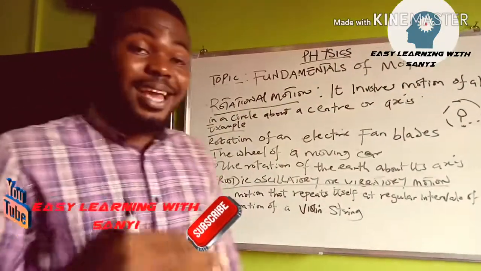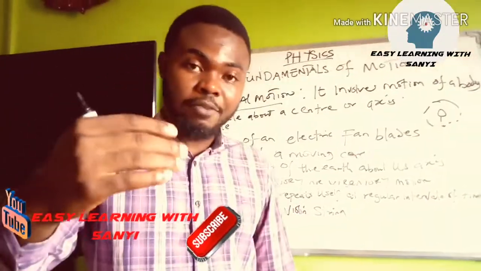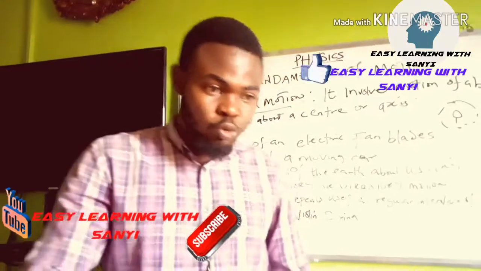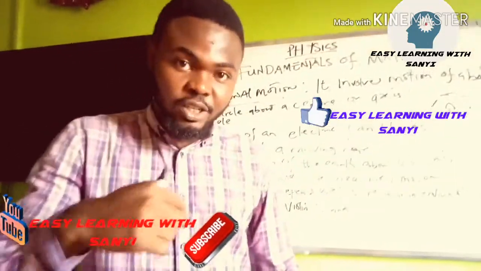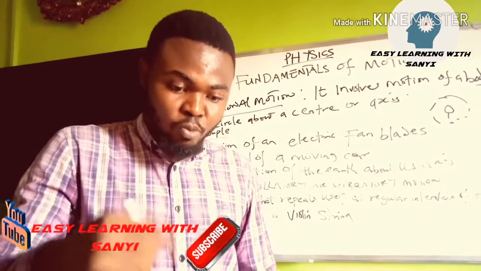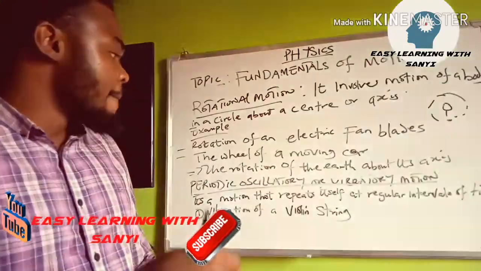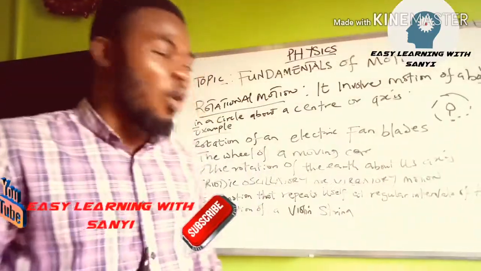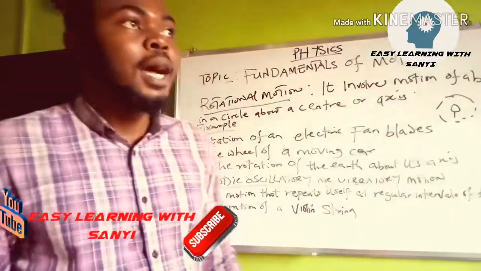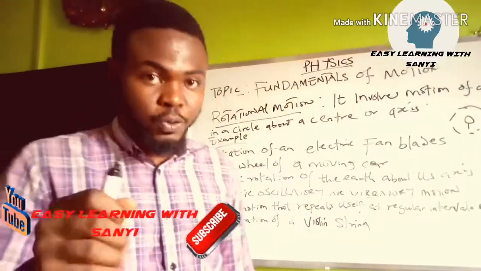An example of that kind of motion is the vibration of violin strings. When you engage your violin strings, they start vibrating. They vibrate at regular intervals of time. The movement is a regular kind of motion. It repeats. That's what we call a periodic, oscillatory or vibratory motion. Now the motion of a simple pendulum too. We'll get there.